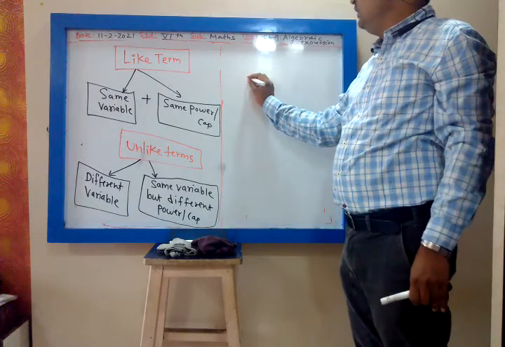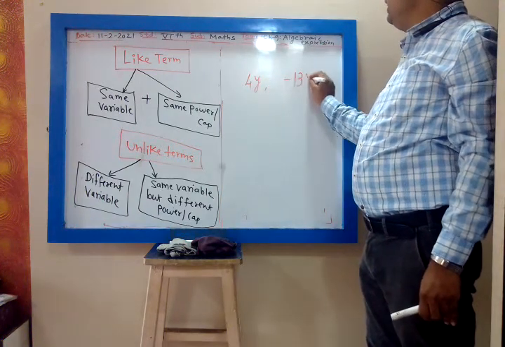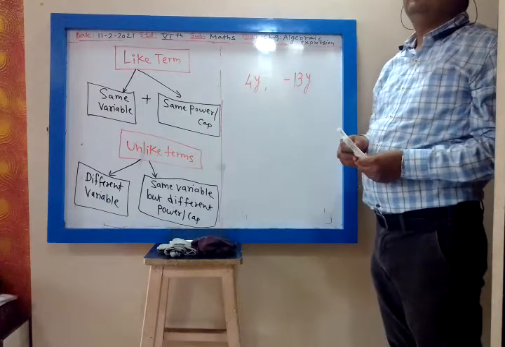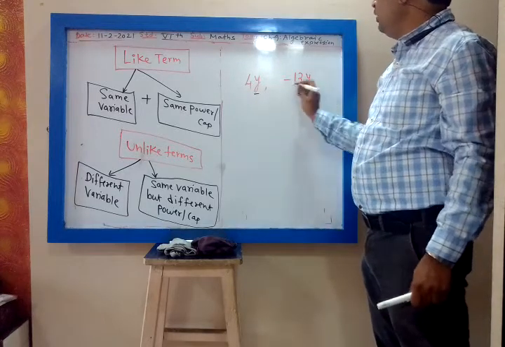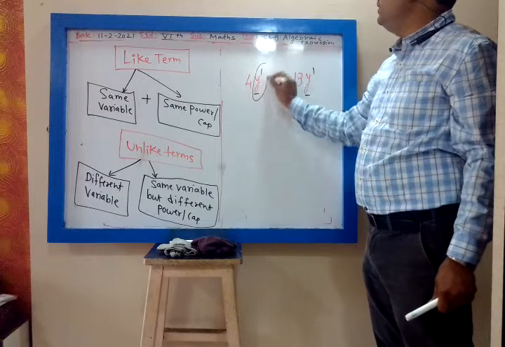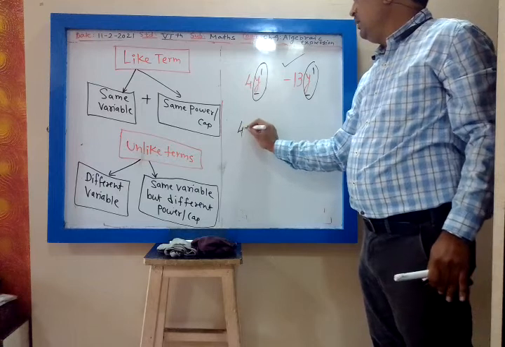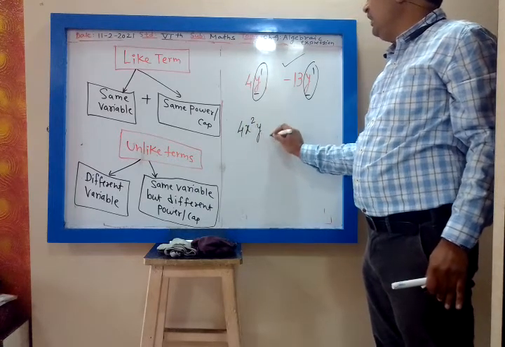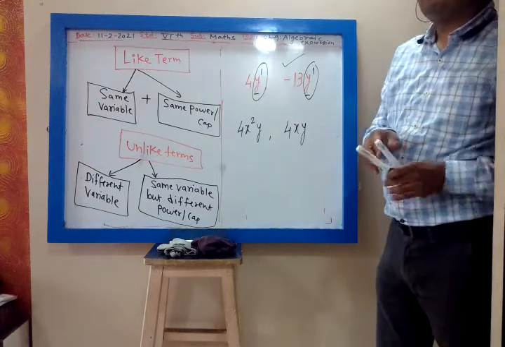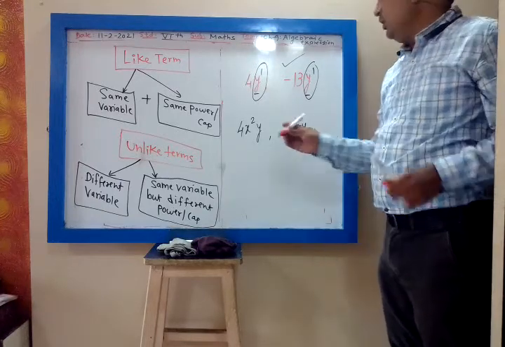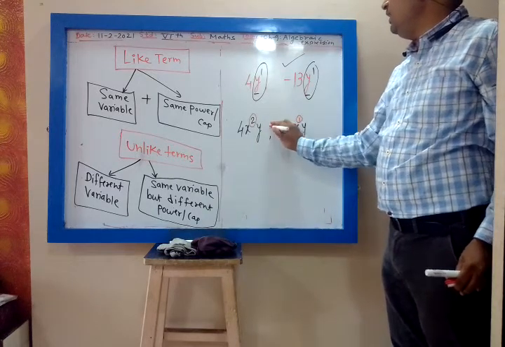Let us take one more example: 4y and minus 13y. Whether they are like terms? What is the variable? y. What is the power? 1, 1. So they have the same variable, same power, so they are like terms. What about 4x square y and 4xy? Unlike terms, because the power of x is 2 and 1, not the same.